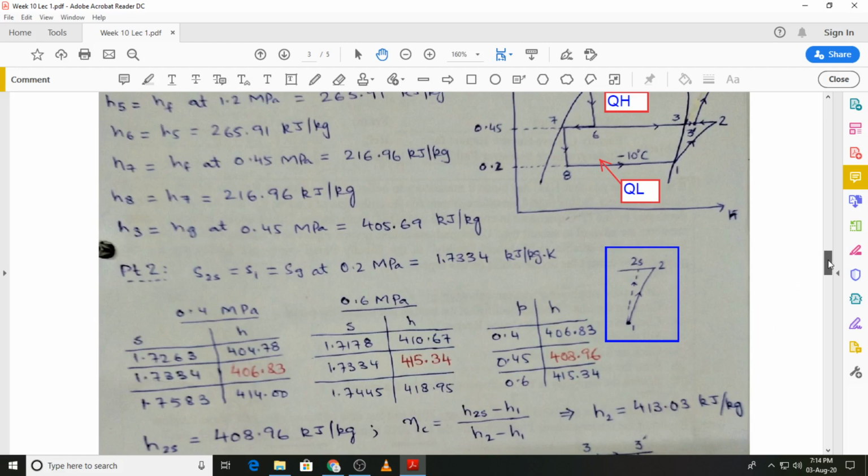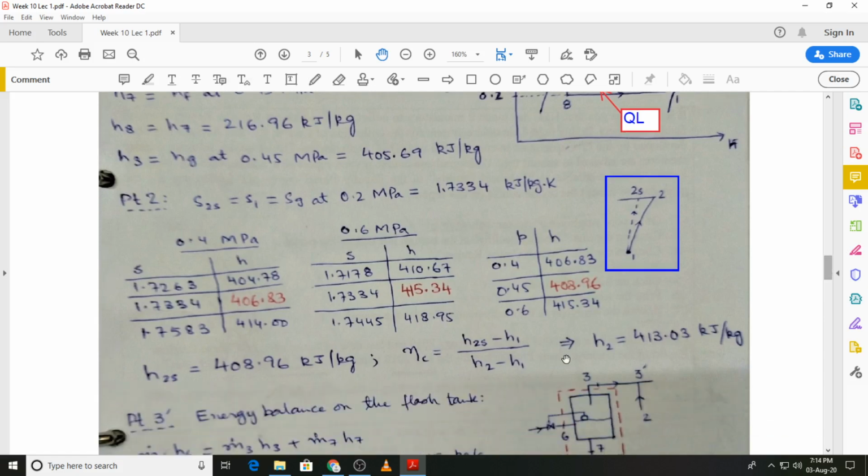Once we have got the enthalpy, this is the enthalpy H2s, and then we can use the definition of isentropic efficiency of compression, which is the ideal work divided by the actual work, which in terms of enthalpy differences can be represented as H2s minus H1 divided by H2 minus H1.